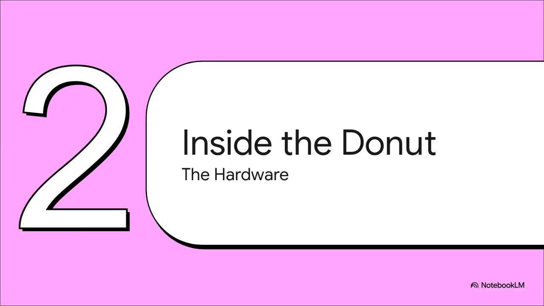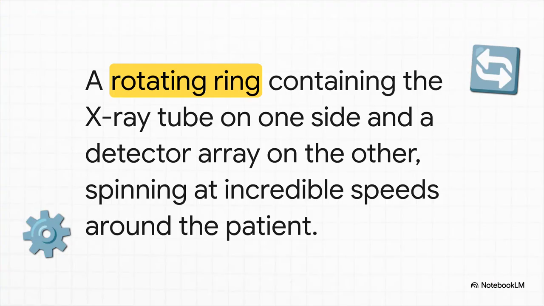So how does it actually do that? For that, we need to look inside the big donut-shaped machine, which is called the gantry. This is where all the action happens. The gantry is just an incredible piece of engineering. On a rotating frame, you have an X-ray source on one side and a highly sensitive detector on the other, always in perfect opposition. This entire assembly spins around the patient at incredible speeds, capturing data from every conceivable angle.